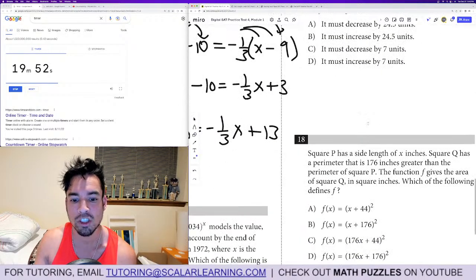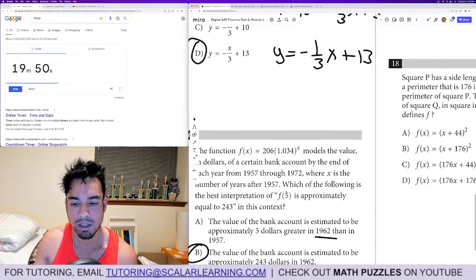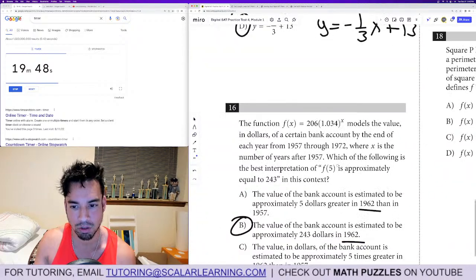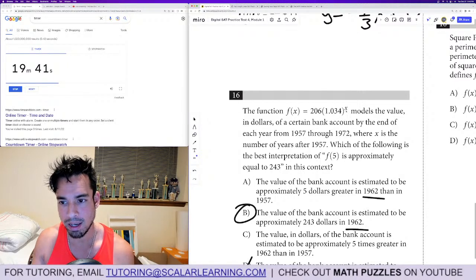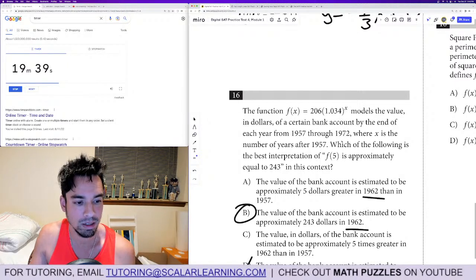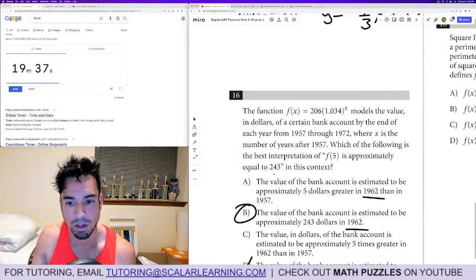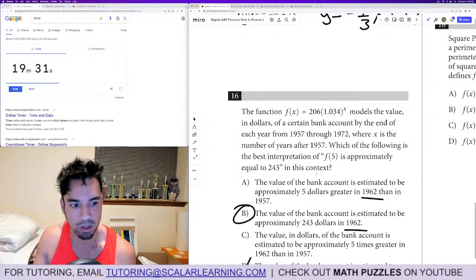Oh, wait. Let me just explain this a little bit more. I forgot to mention, this is function notation, right? So this is saying f of 5, meaning the function value when x equals 5, aka when the year is 1962. The function value, aka the bank balance, which is what it says, models the value of a certain bank account, is 243.